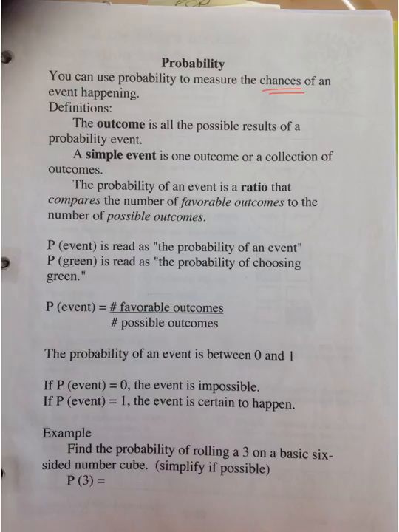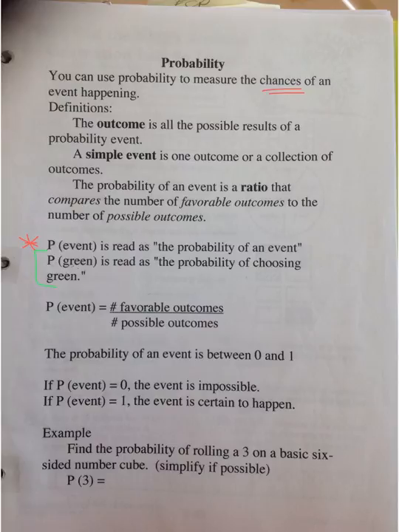The probability of an event is a ratio, it's a fraction that compares the number of favorable outcomes to the number of possible outcomes. It's like thinking of a part to whole. So when you see P(event), it's read as the probability of an event. But this is how you're probably going to see it here. P(green) is read as the probability of choosing green.